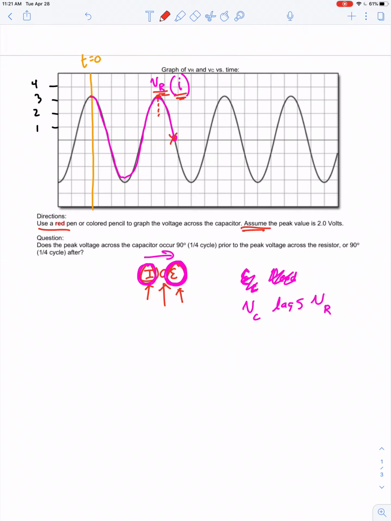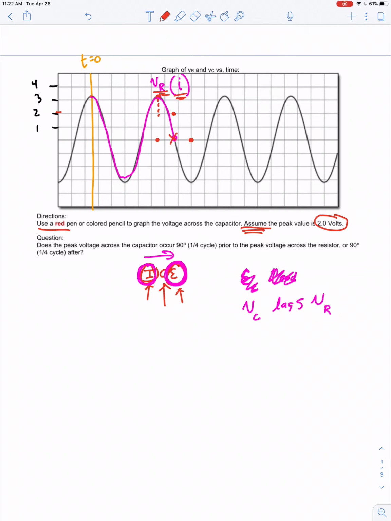And we're just given an example. We say assume that the greatest voltage across the capacitor is 2 volts. So here we go. 2 volts right there. There's a data point. When the voltage across the resistor is 0, that's when the voltage across the capacitor is either going to be a minimum or a maximum value. And vice versa, whenever the voltage across the resistor is maximum or minimum, that's when the voltage across the capacitor is going to be 0.